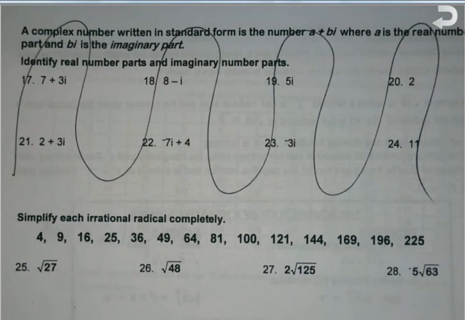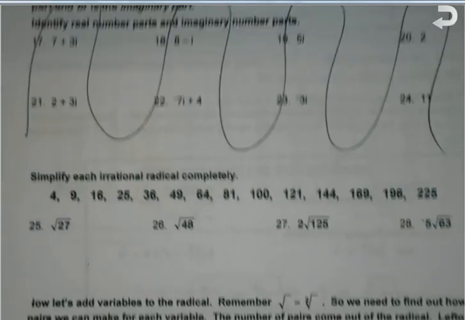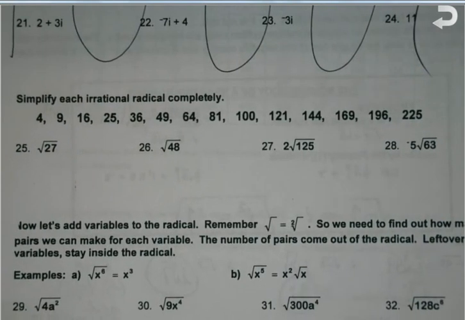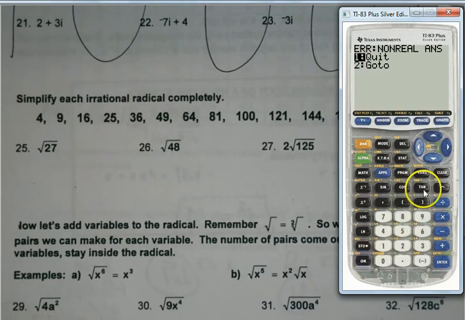Now, simplify each irrational radical completely. Here's where I'm going to offer up some more help. So it says simplify each irrational radical completely. In other words, it doesn't come out just nice and pretty for us. Because if I go to the calculator, I'm not sure how this is. So let's see here.